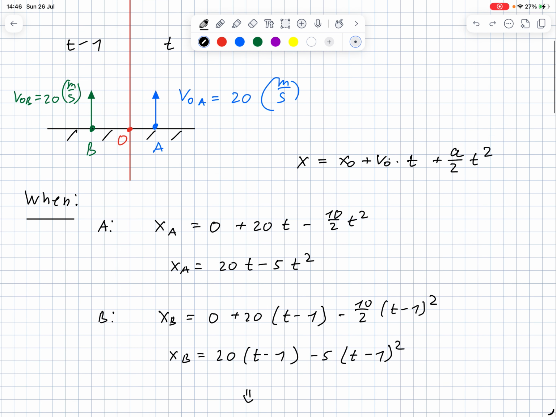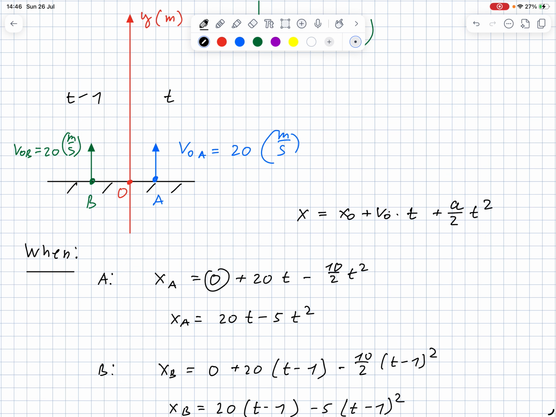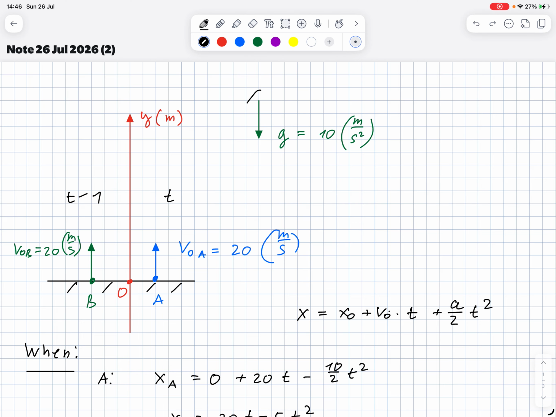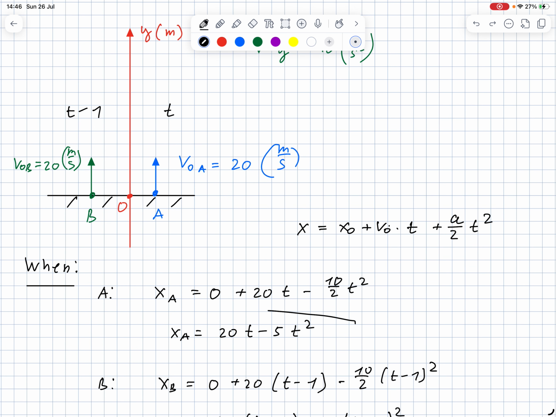So for object A, the initial position is 0, the initial velocity is plus 20, because this vector is in the same direction as the y-axis, minus 10, which is gravitational acceleration, divided by 2 times t squared. Minus, again, because the direction of acceleration is opposite to the y-axis. So finally we have this expression for the position function of object A.